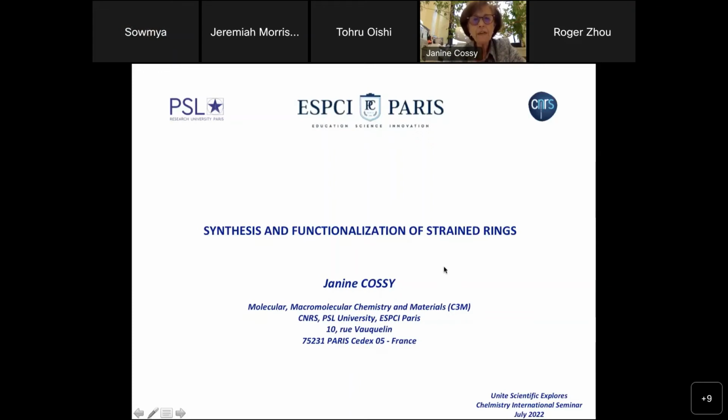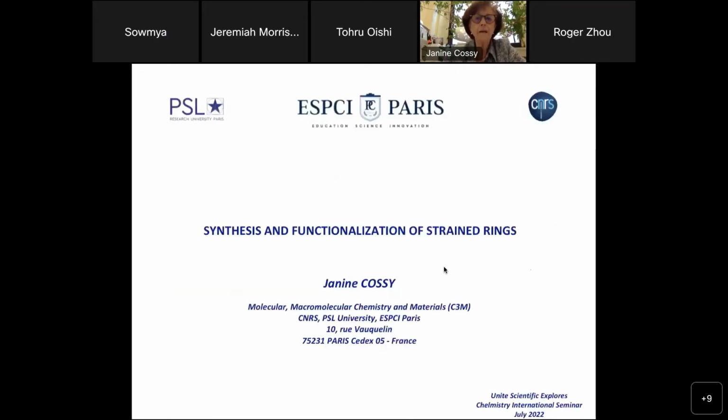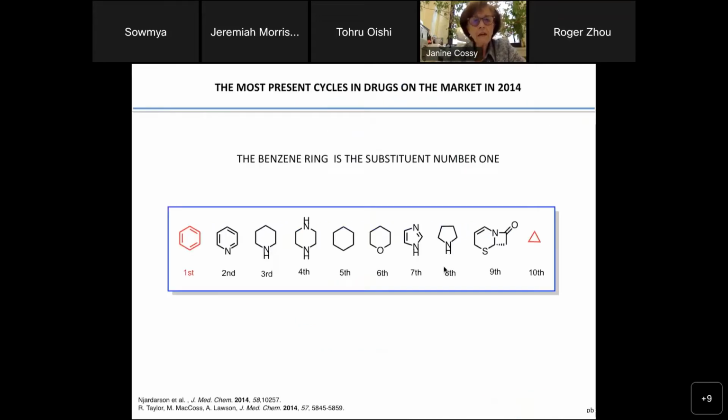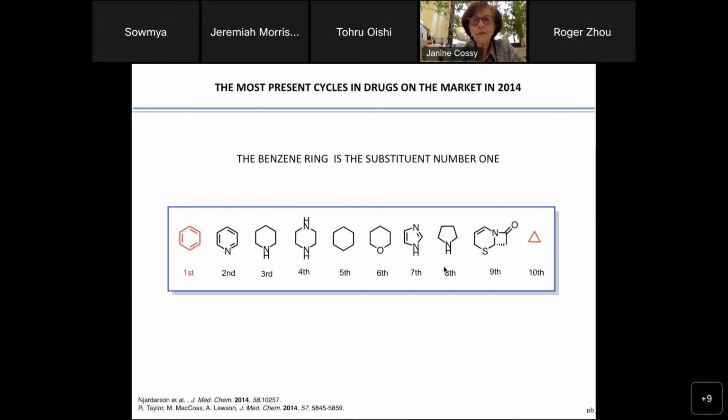So today I'm going to try to show you how we can synthesize and functionalize strain rings. If you look at the classification of Nathanson and Taylor of the most present cycles in drugs on the market, the benzene ring is substituent number 1, which is represented in here. After that you have the 6-membered ring heterocycle with a nitrogen or an oxygen, the 5-membered ring also with a nitrogen, and at the 10th position, you have a strain ring, the cyclopropane.